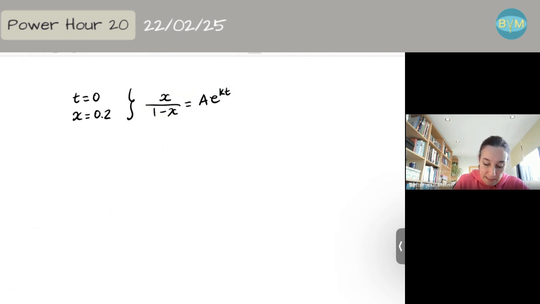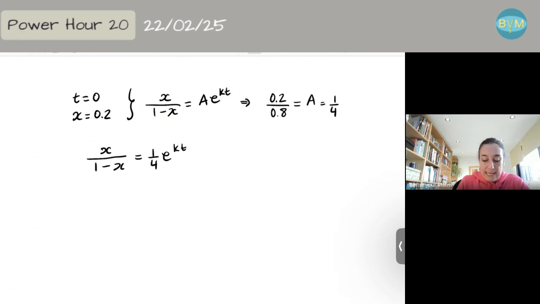So if I substitute the values, I have 0.2 divided by 1 minus 0.2, which is 0.8, equal to a times e to the power of 0, which is 1. So my constant a is 1/4. I have that x divided by 1 minus x is 1/4 e to the power of kt. And I'm going to make x the subject. For that, I'm going to cross multiply. So the 4 goes to the left and the denominator to the right.